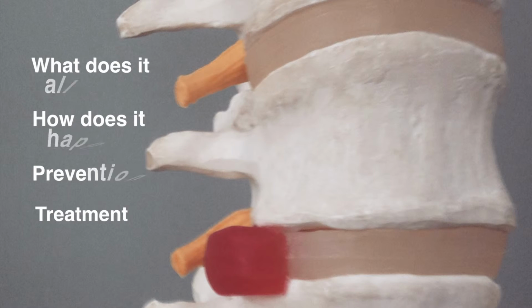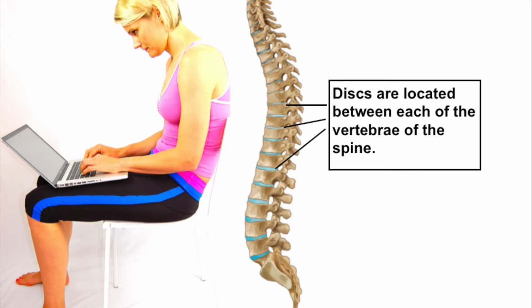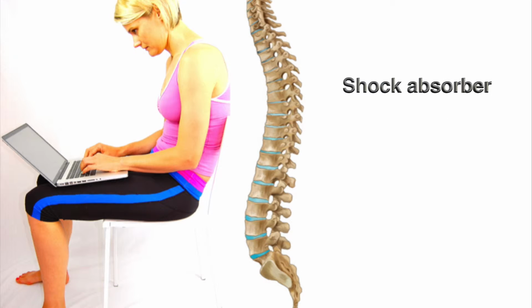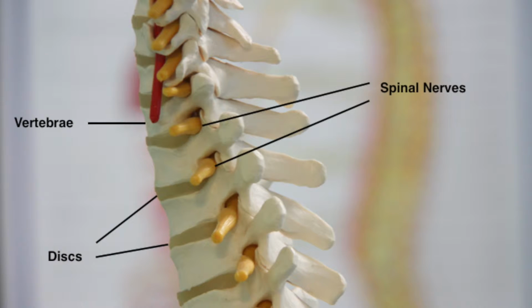So let's start with a short anatomy lesson. What does a disc do? It's the softer part that lies between the vertebrae. It acts as a shock absorber, it allows our body to twist, bend and move, and without it we'd be stiff as a board, or move a bit like a robot. It also separates our vertebrae and allows a space for the spinal nerves to exit the canal and travel to our limbs.